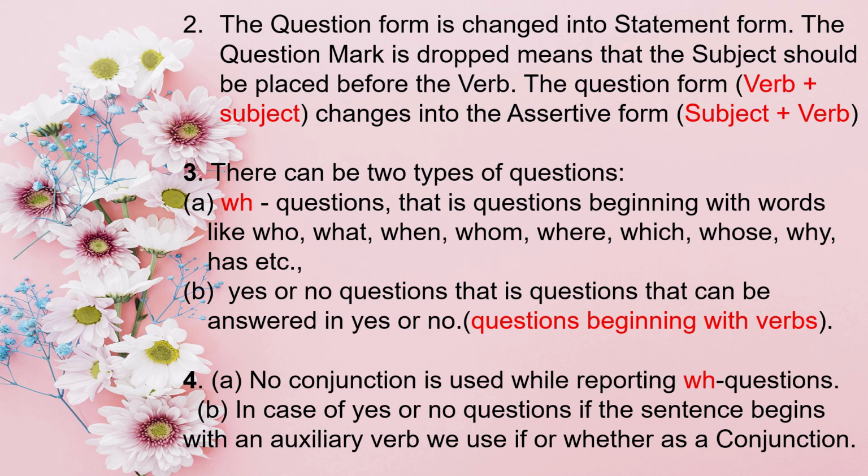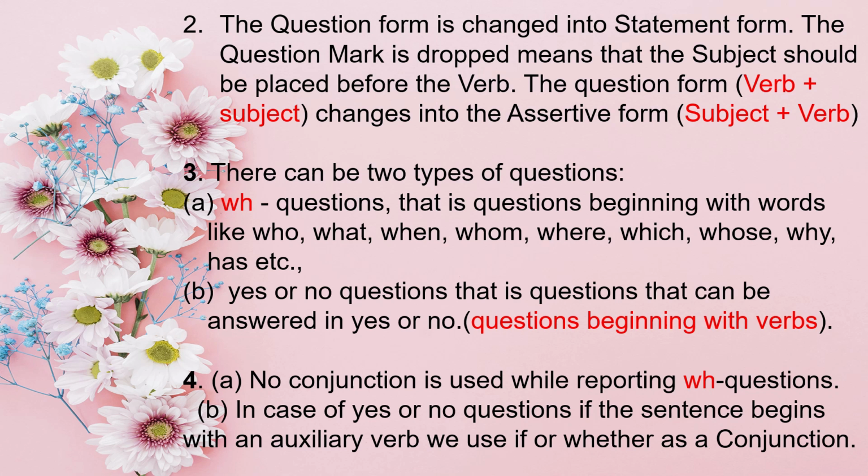There can be two types of question. As I already said, there are two types of question. One is the WH question and another one is yes or no. Let us see the WH question. The WH questions are questions beginning with words like who, what, when, whom, where, which, whose, why, how, etc. Whereas yes or no questions are questions that can be answered in yes or no, questions beginning with verbs.